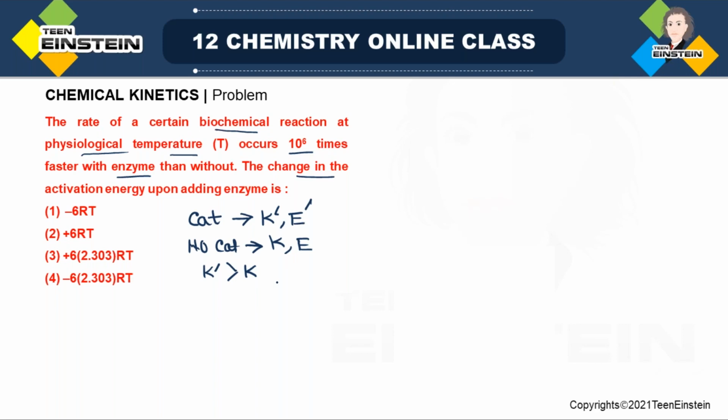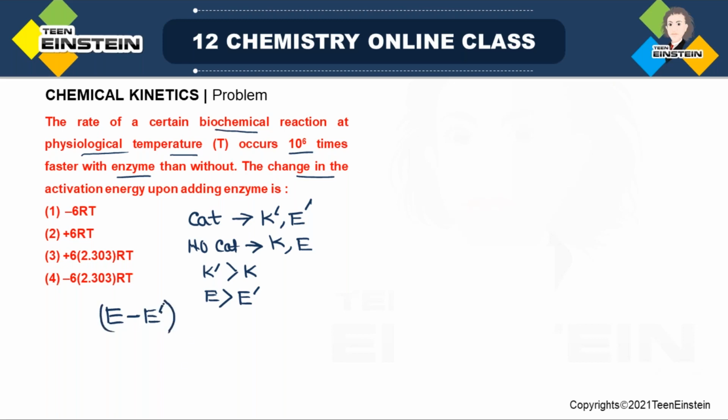Now activation energy is inversely related to the rate constant. So when activation energy is high, the rate of the reaction is low, and when activation energy is low, the rate of the reaction, that is the rate constant, will be high. So here E will be greater than E prime. When you are not using any catalyst, the activation energy is high. We have to find the change in the activation energy, that is the difference between these two. Now E is greater, so E minus E prime is the value we have to find.